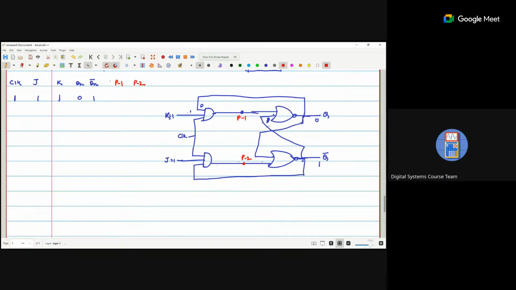So Q is coming to here, so Q is 0. So that means this point is 0, K is 1 and clock is 1, so point 1 becomes 0. And Q bar is 1, and clock is also 1, so point 2 is 1. So point 1 we are getting 0 and point 2 we are getting 1. Now the race between these 2 points.